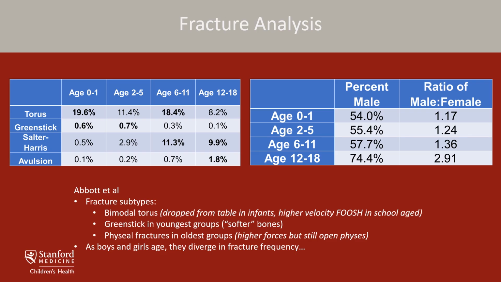Finally, the graphic on the right shows that as boys and girls age, their extracurricular misadventures differ despite similar sport participation. So we see that baby boys and baby girls are similar in their fracture likelihood and fracture presentations, but teenage boys break their bones more often than teenage girls do.